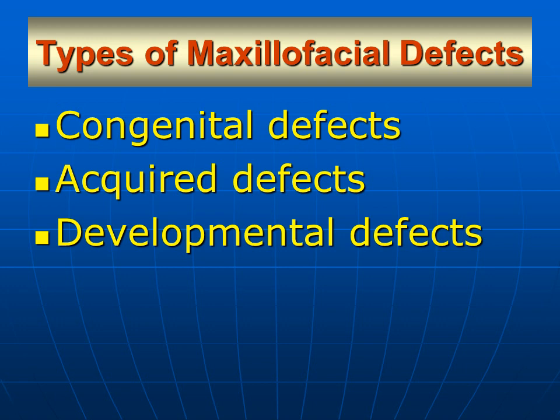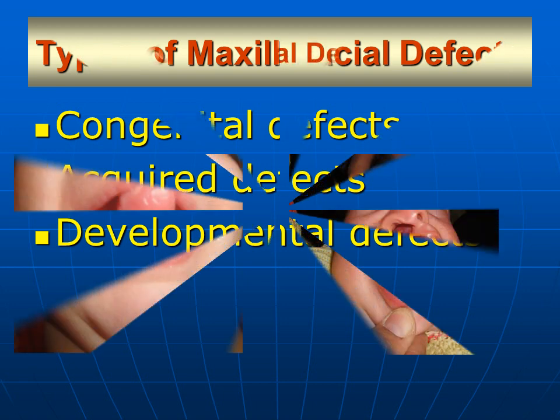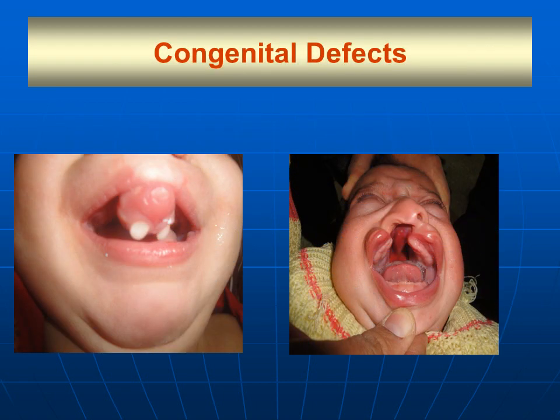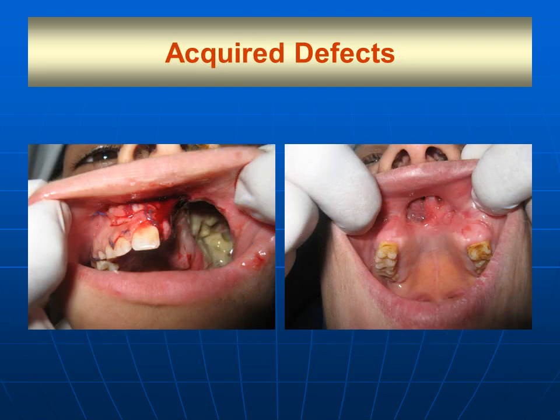Types of maxillofacial defects. Maxillofacial defects are divided into three main types: congenital defects, acquired defects, developmental defects. Congenital defects, these defects are present since birth. Acquired defects, those defects are acquired after birth. So the child is born normally, however he gets a defect later on, so we call it acquired defect.